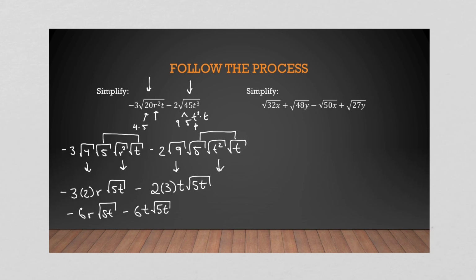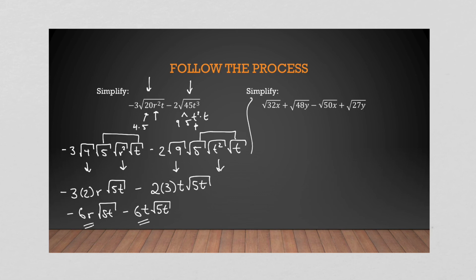So now you might be looking at this thinking, well, the 5t is the same and the root's the same, and that is correct. But here we have different things. We have an r here and we have a t here. So we are technically all done. We cannot simplify any further because we can't combine the negative 6r with the negative 6t. So be aware of different variables all over your equation.